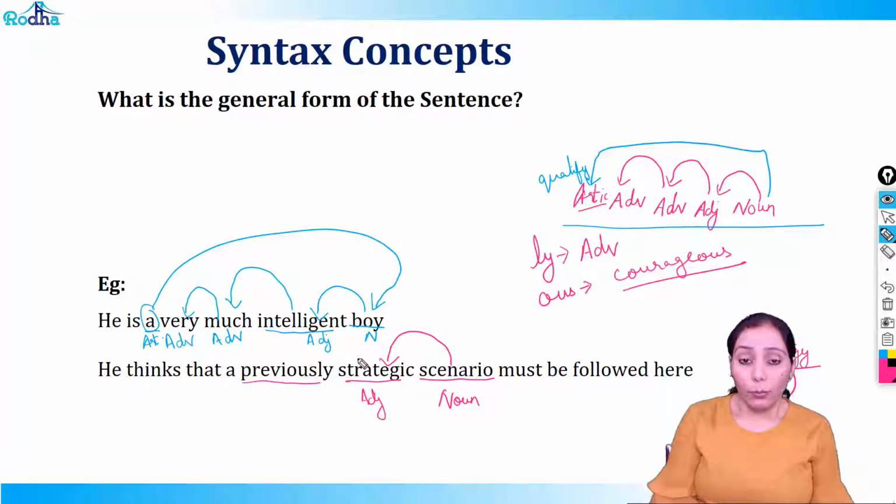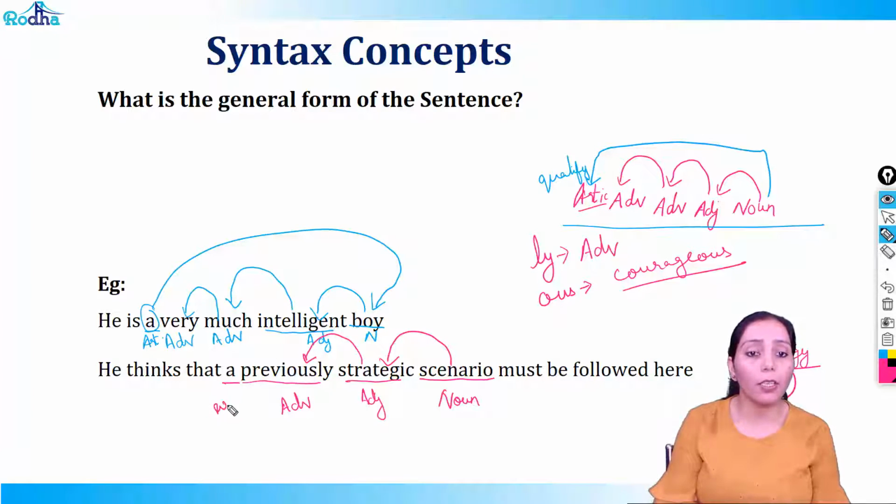Now, which kind of strategic are we talking about? Previously. Now ly is coming, so this is the adverb. After the adverb, an article is also coming. If we don't put this article, what will happen? He thinks that previously strategic scenario must be followed here. If this were the statement, it would be wrong. It is compulsory to put the article here for scenario.